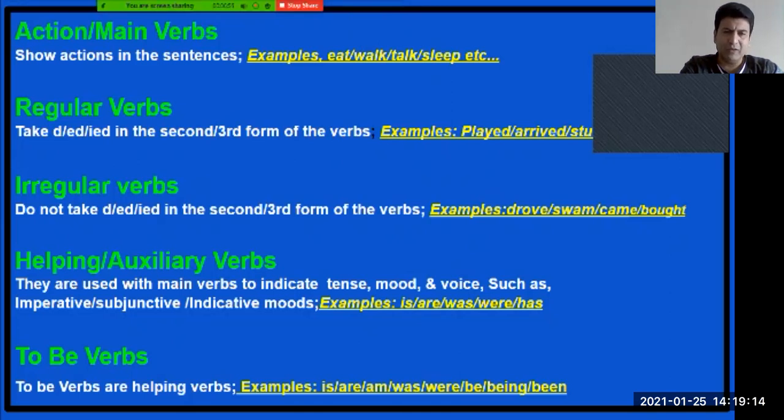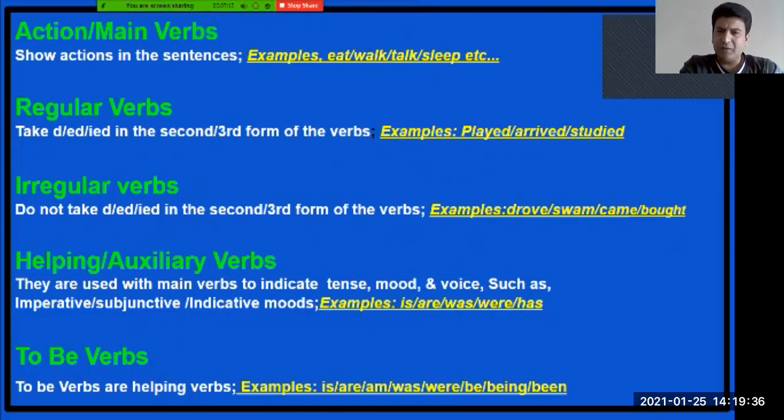And the second one is regular verbs. Regular verbs are those verbs which take D, ED, IED in the second or third form of the verb. In this case, we see examples: played, arrived, and studied. See here, played, arrived, and studied.